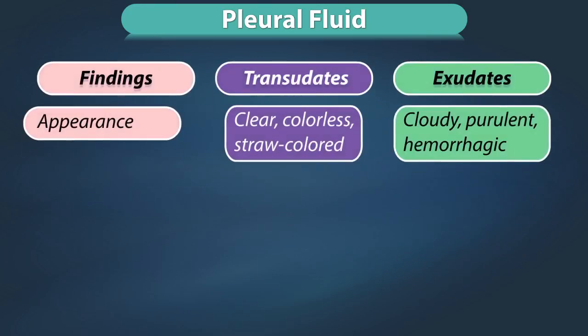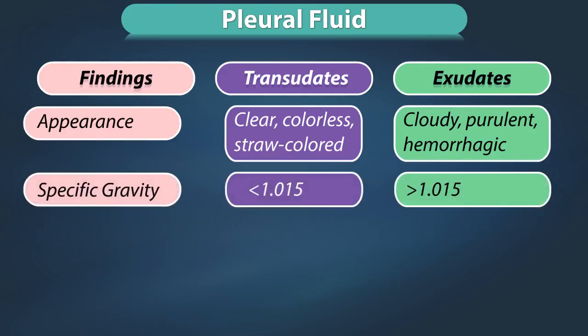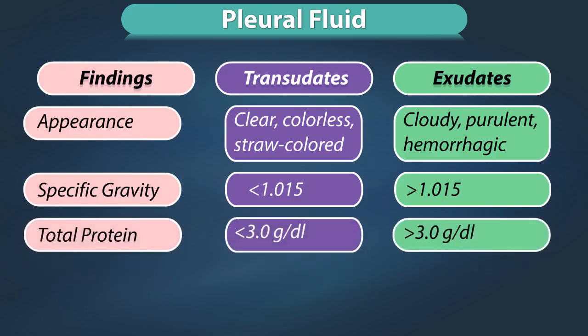The table shown shows you the criteria used to differentiate transudates from exudates. Appearance in the transudate is clear, colorless, straw-colored, while in exudate it's cloudy, purulent, or hemorrhagic. Specific gravity of transudate is less than 1.015. In exudate, it is more than 1.015. Total protein is less than 3 grams per deciliter in a transudate and more than 3 grams per deciliter in exudate.